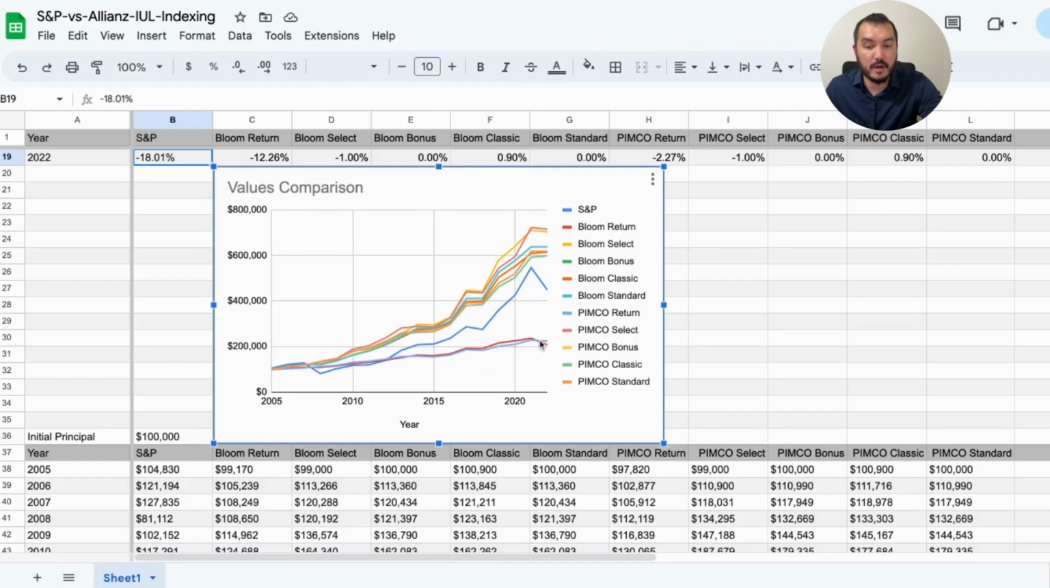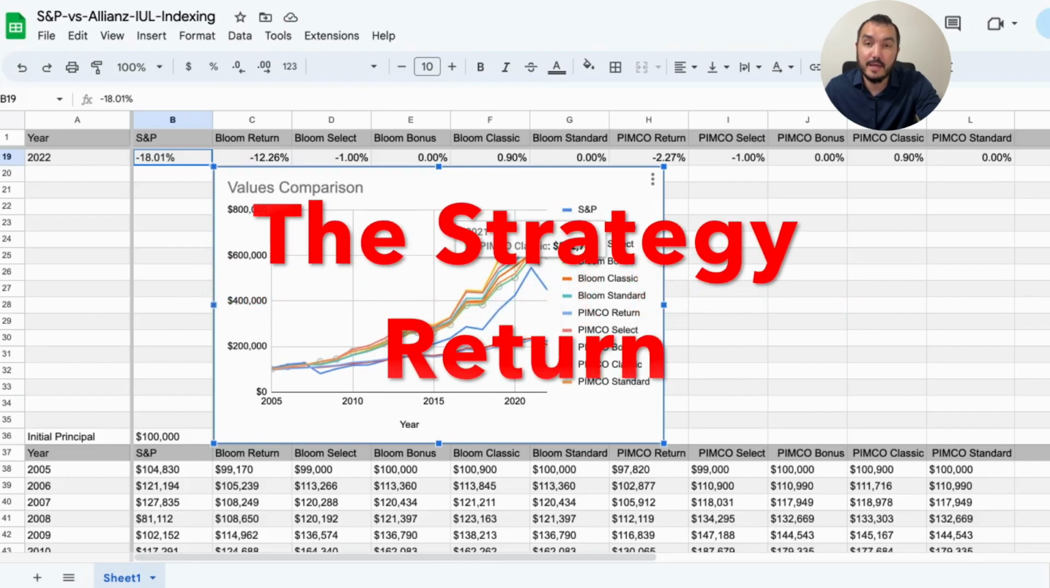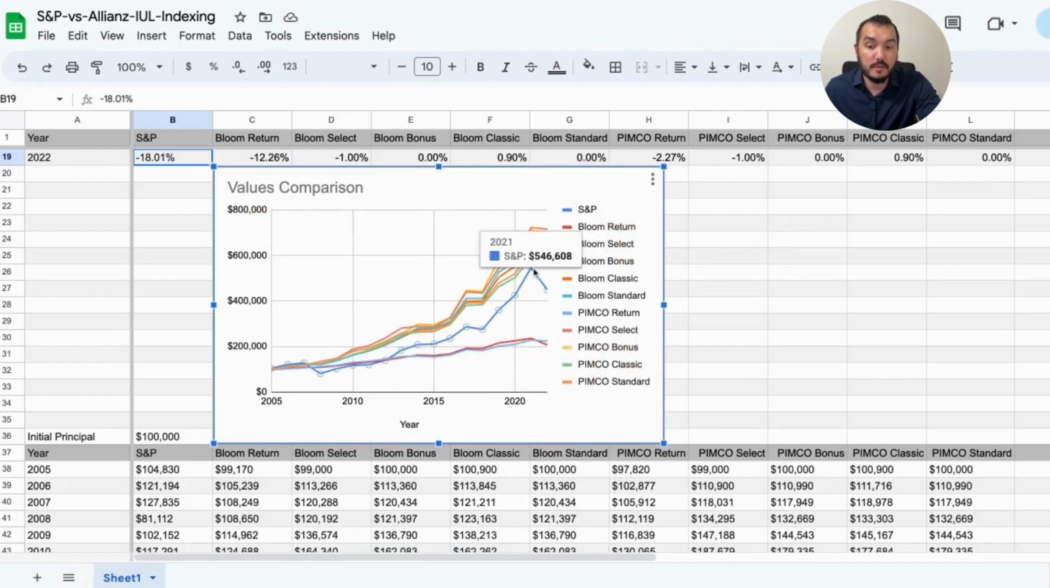Now, the bottom here are the actual returns of the Bloomberg and the PIMCO index. Those are before any of the bonus or participation rates. This is just the direct index returns. So those are the lowest. But that has nothing to do with the strategies that are implemented in the Allianz IUL. So in comparison with any one of the indexing strategies that we have access to in the Allianz IUL, the S&P comes out behind, even after a very big bull market.